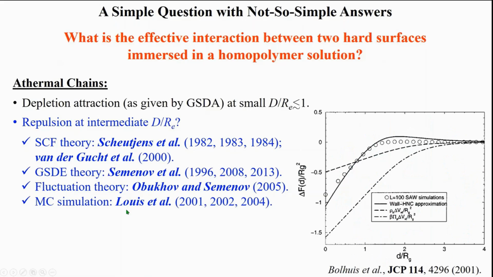But the only relevant simulation we could find was done by Lewis and coworkers, who calculated in their lattice Monte Carlo simulations the interaction free energy delta F as a function of the surface separation d shown by these circles. We hardly see any repulsion in their simulation result. It is therefore unclear whether the repulsion even exists, and if so, where does it mainly come from, the chain end or the fluctuation effects? We'd also like to see how it is affected by the solvent quality. So this motivated our work.